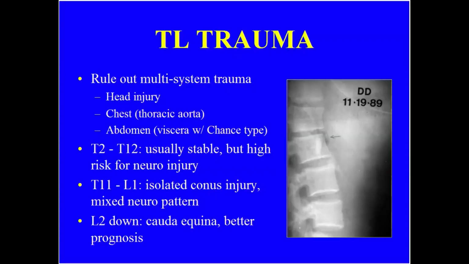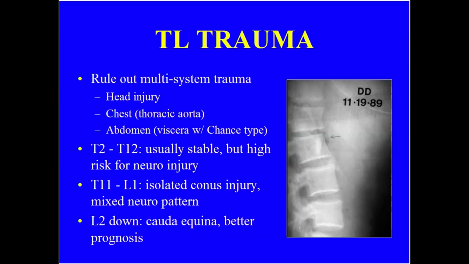Let's talk about thoracolumbar trauma. In cases of thoracolumbar trauma, you want to first rule out multisystem trauma, which is commonly seen. You see head injury, you see chest injury, and it's very easy to miss a thoracic aortic injury, and you see abdominal injuries. Be aware with a chance-type pattern, the risk of associated visceral injury, which may be missed, is very common. They may show you a chance fracture and expect you to recognize that abdominal visceral injuries are common, or they may describe a patient with abdominal visceral injuries who has what appears to be a normal x-ray and expect you to recognize that patient.